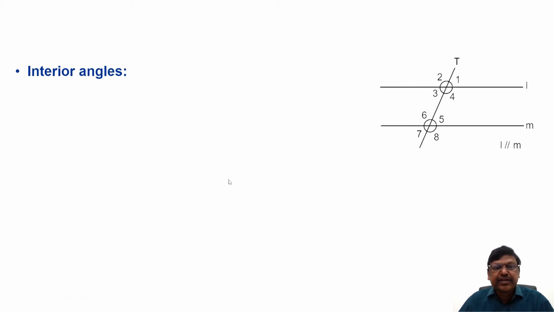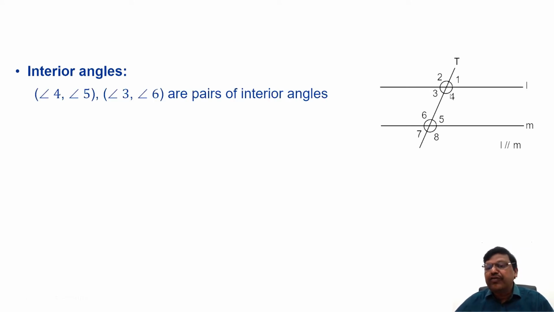Next, interior angles. If you look at 4 and 5, 3 and 6, these are pairs of interior angles because, see, these are the two parallel lines and a transversal is cutting them here. So are they not between the two parallel lines? That's why we call them interior angles, right? Similarly, 3 and 6. In fact, they're interior angles on the same side of the transversal. 4 and 5 are on the same side. 3 and 6 are on the same side.